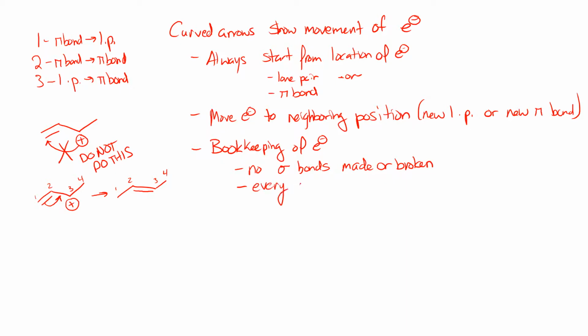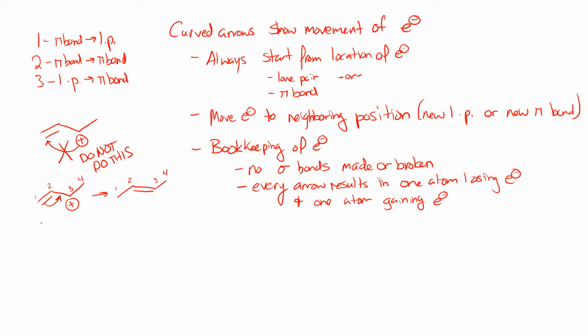When we do our bookkeeping, every arrow results in one atom losing electrons and one atom gaining electrons. Right? We're going to be well balanced. So there'll always be one position that loses electrons. There'll always be one position that gains electrons.